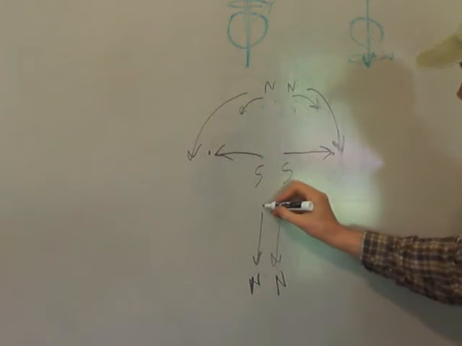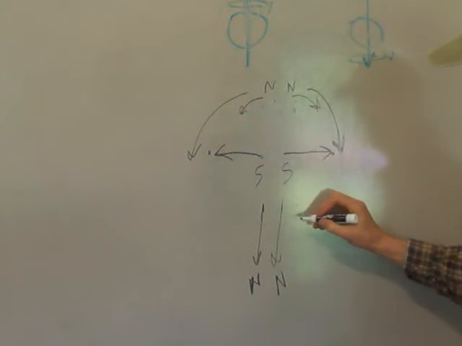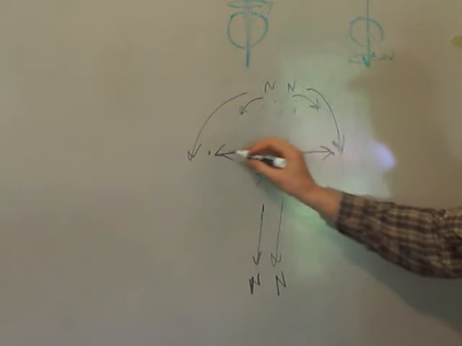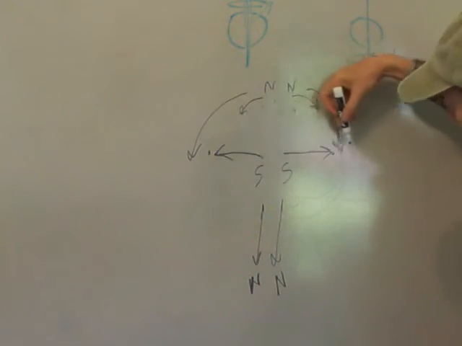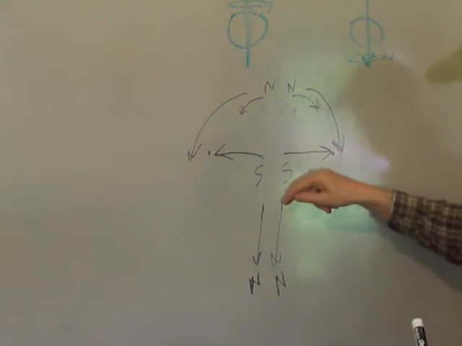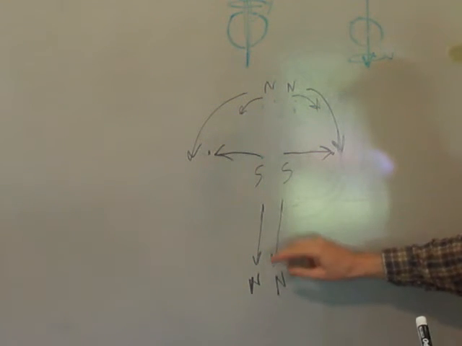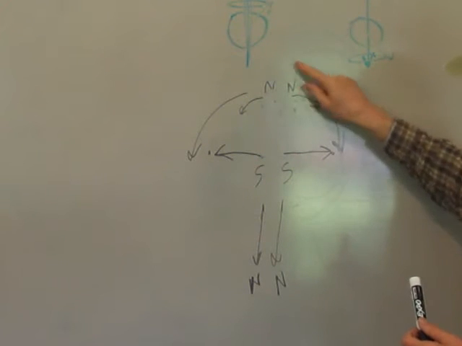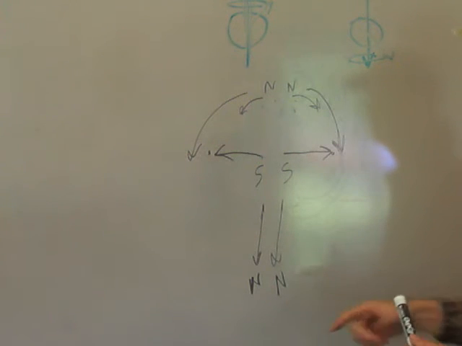So what happens is, twice per cycle you'll get a maximum EMF trying to make a current loop in this direction, and twice per revolution you have a maximum north pointing up, and then a maximum north pointing down.